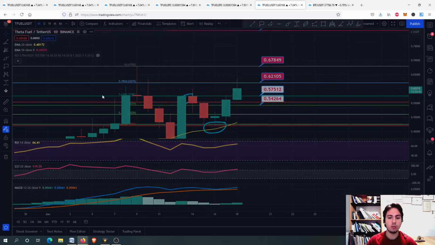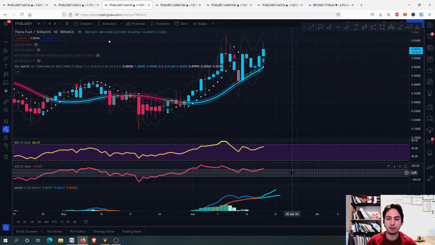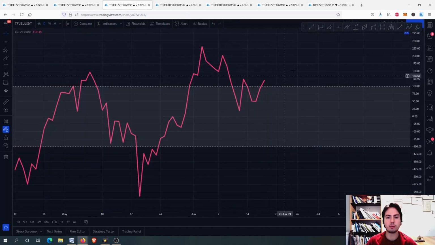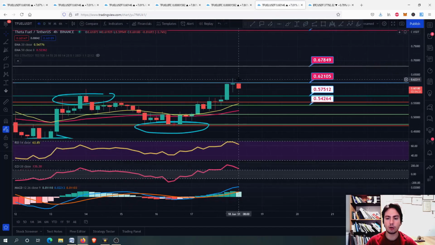For now, we have to correct a little bit. We are in an overbought situation on the 4-hour frame. If I go to the daily frame, you will see we are in an overbought situation again, so we have to be a little bit careful from now on, guys.